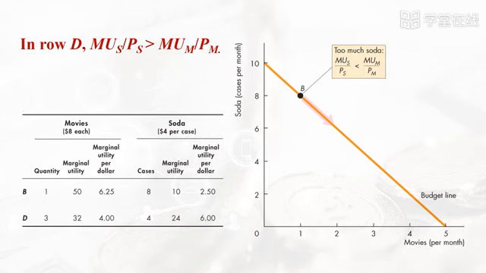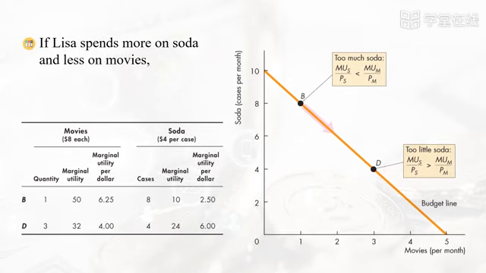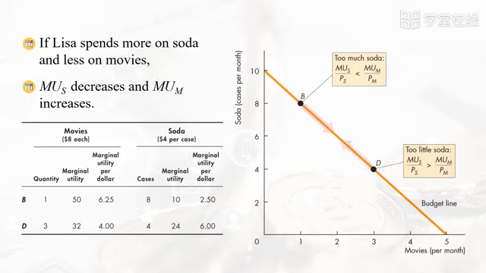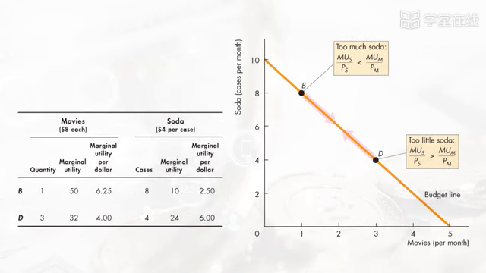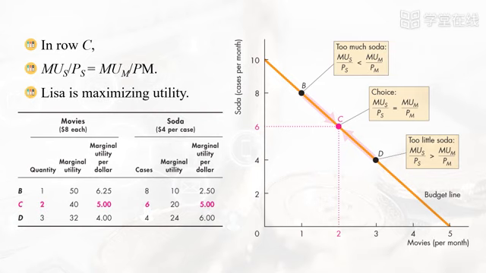However, at point D, Lisa spends too little on soda but too much on movies. The same as before, she will make some changes in order to maximize her total utility. And this will move upward. Only at point C, Lisa won't make any changes. She is now maximizing her total utility. Then we must notice that the marginal utility per dollar obtained from seeing movies or drinking soda are equal to each other. This is the answer to our question.